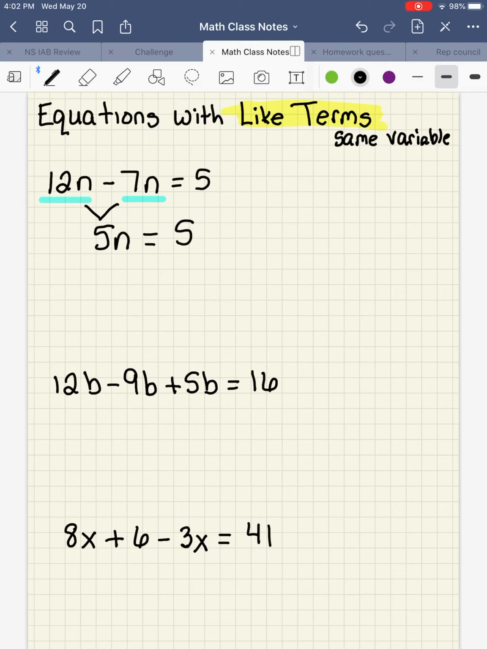Oops, I forgot my fancy dotted line today. Dot, dot, dot, dot, dot. Kind of messed up there.